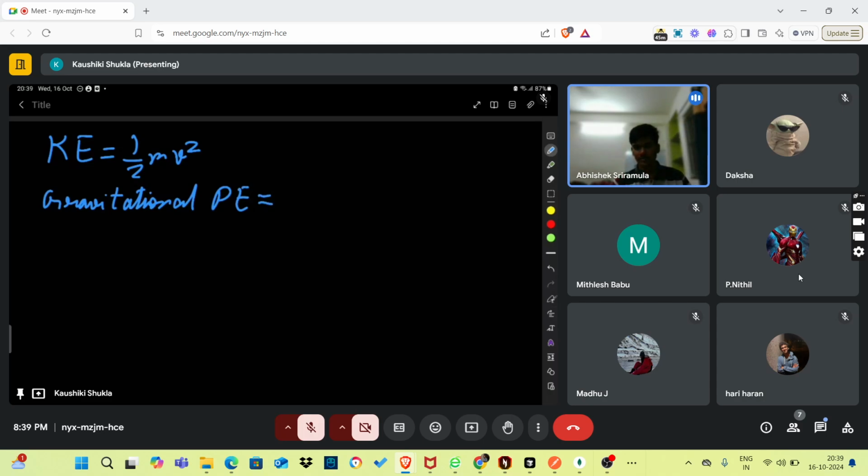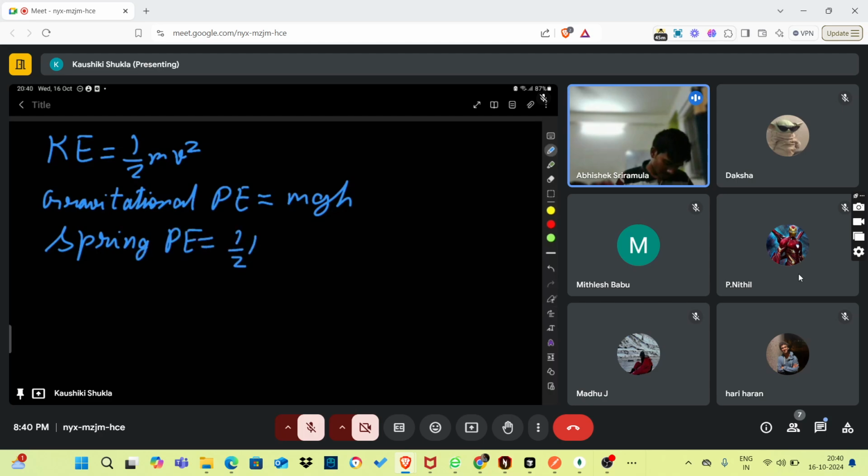Then gravitational potential energy. Potential energy has different forms, so it is necessary to mention gravitational potential energy. But whenever we just say potential energy, it means gravitational potential energy only. So it is mgh. Now, spring potential energy is half kx square. I'll just do a small derivation here.